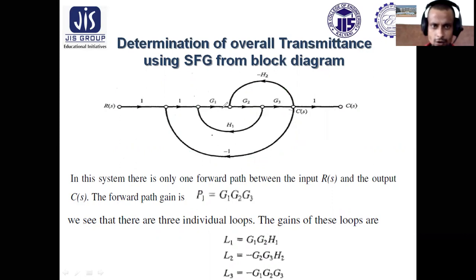First loop has a gain of G1, G2, H1, sorry, G1, G2, H1. Second loop has a gain of minus G2, G3, H2. Third loop has a gain of G1, G2, G3 into minus 1, so minus G1, G2, G3. So there are three loops.